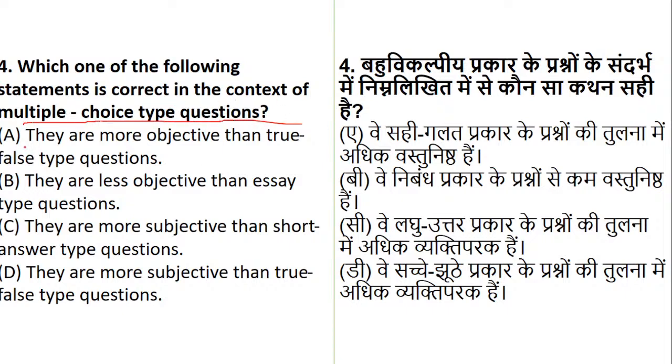So let's see what the statements are. They are more objective than true or false type of questions. They are less objective than essay type of questions. They are more subjective than short type of answers. They are more subjective than true or false questions. So here, the options are a little bit tricky. I mean to say they are just confusing things.